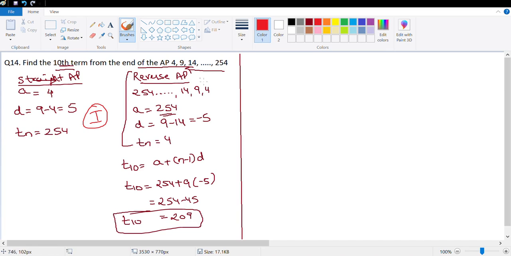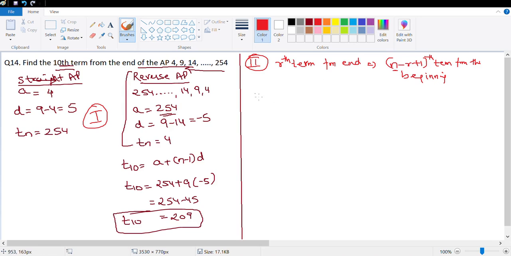Now let's look at the second method, the formula for which is given in your book, which I shared in the video earlier. If you're looking at the rth term from the end, then it is equal to the n minus r plus 1th term from the beginning. So for that, we first need to know n.